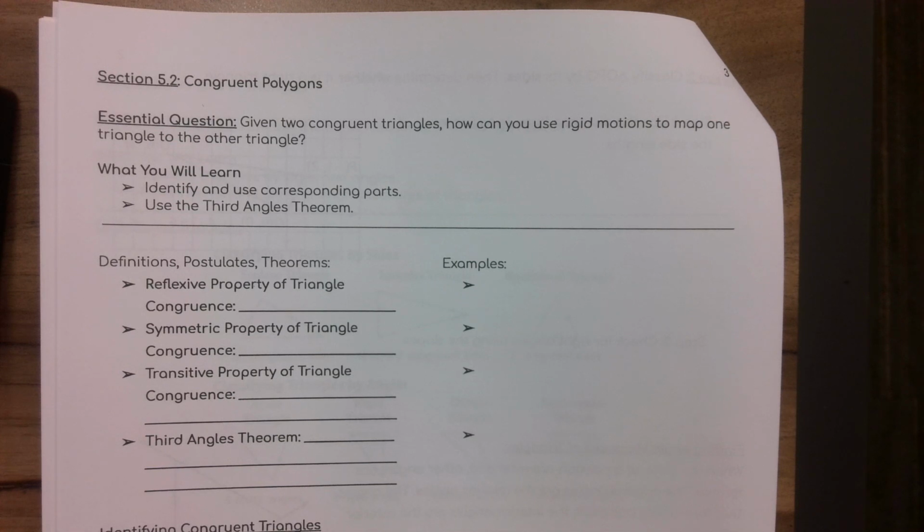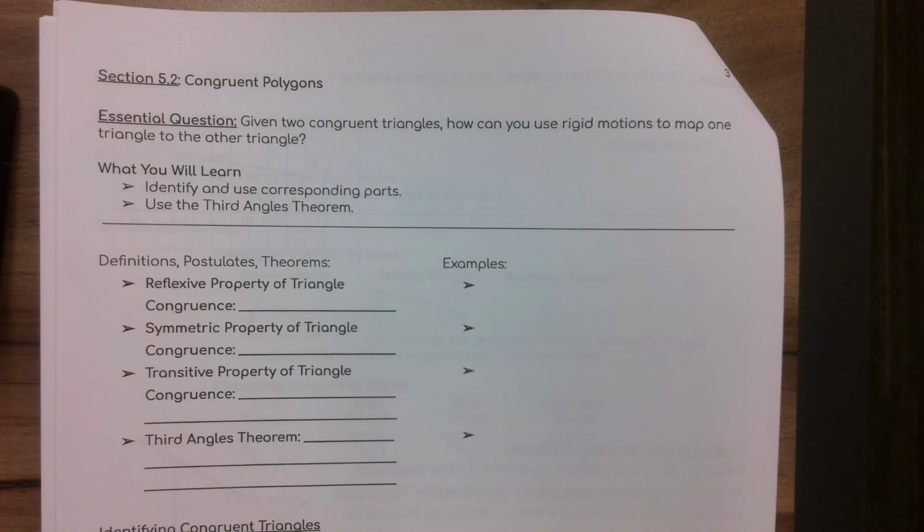Before we get started, you may hear my voice, it's a little gravelly today, so I apologize, but I'm going to try and go through lesson 5.2 relatively quickly. So, section 5.2 is all about congruent polygons, proving that two shapes are in fact congruent to each other.